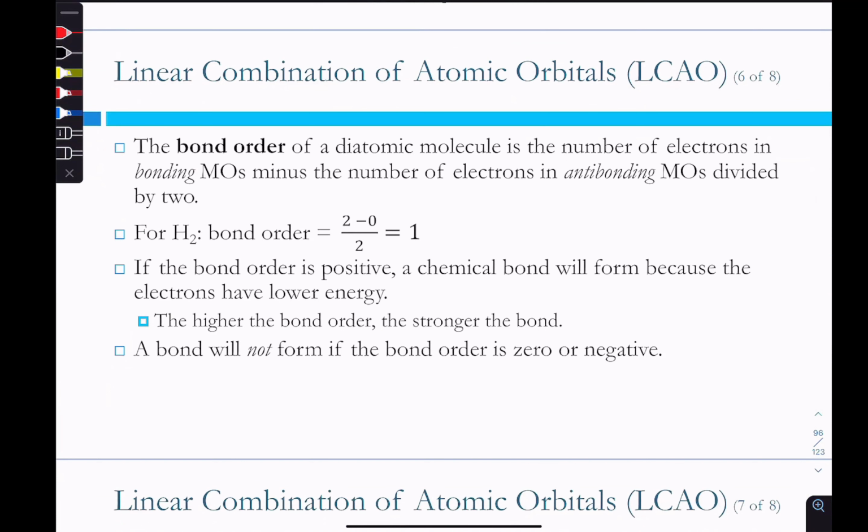And we can use this to determine the bond order. So for bond order, we add up the number of electrons in the bonding molecular orbitals, subtract the anti-bonding, divide by 2, because 2 electrons makes 1 bond. So if it's a positive number, then you form a bond, and you can get higher order bonds this way. The higher the bond order, the stronger the bond. And if your bond order is 0 or negative, then you don't form a bond.